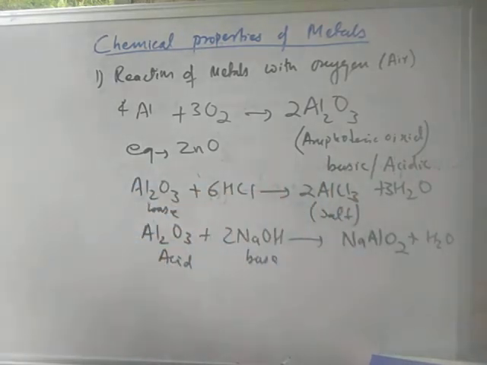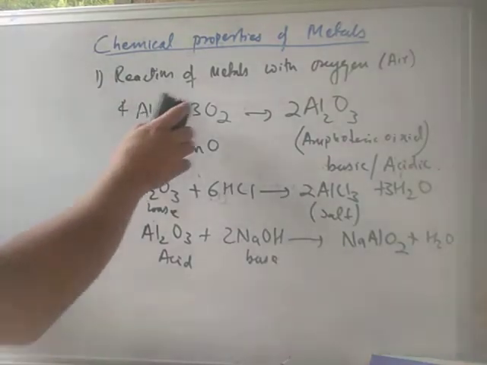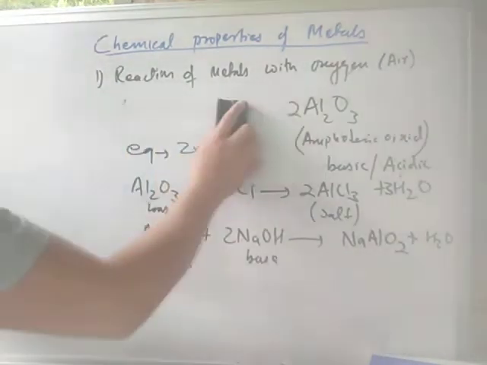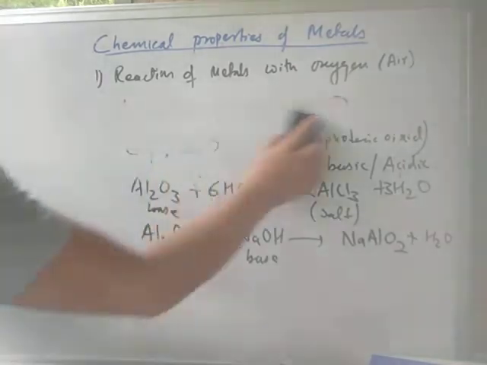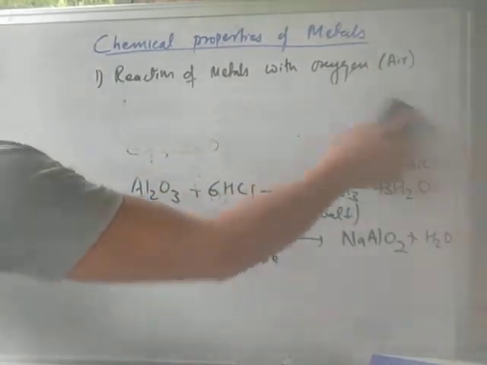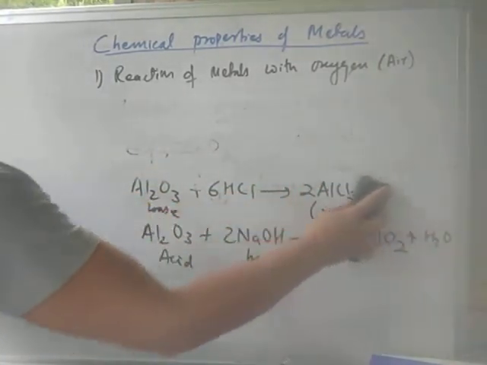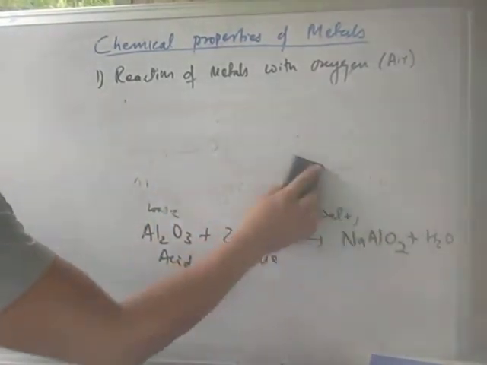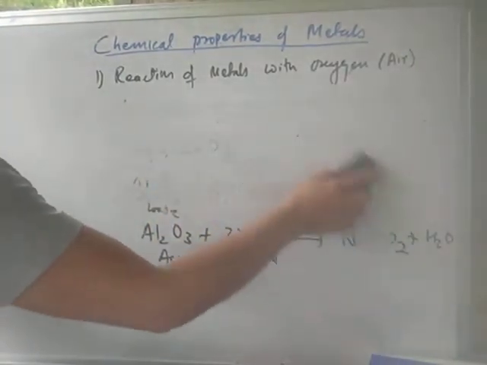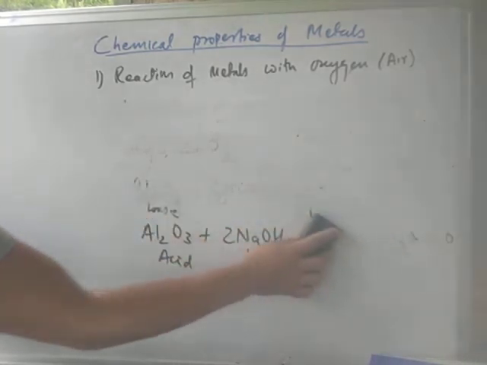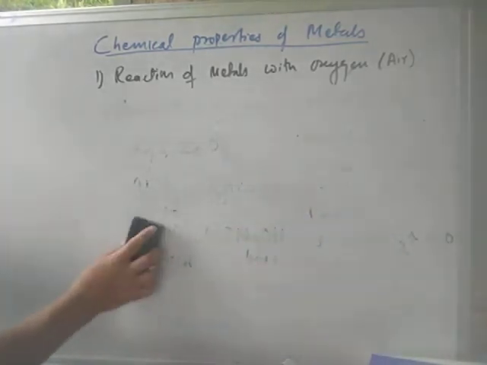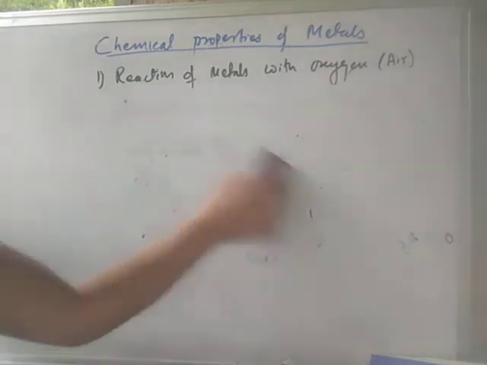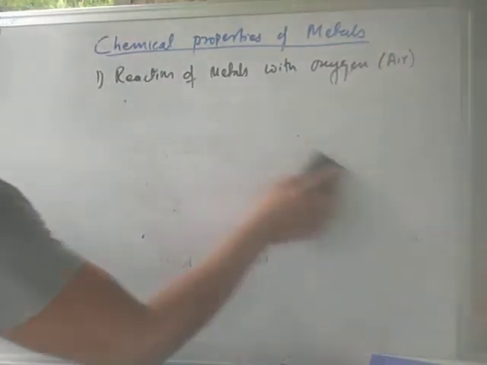Clear? Next, the second one is reaction of metals with water. Amphoteric oxide is also in the book, just read any guide. Remember it well, very important, questions come from here. What are the amphoteric oxides? Aluminium oxide and zinc oxide. And why are they called amphoteric? Because they act as basic as well as acidic.